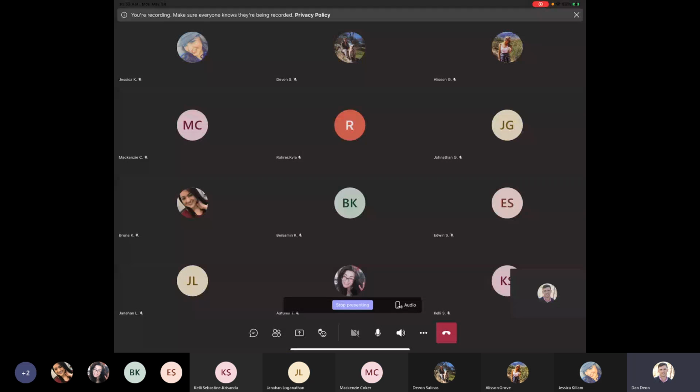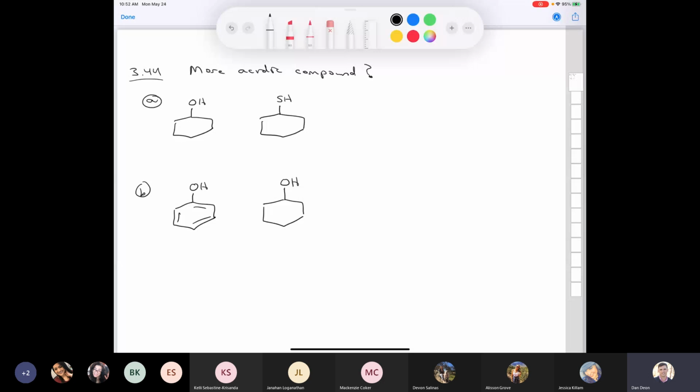And of course, tomorrow we'll take a look at some more practice. But let's get started with 3.44, which simply asks, for each pair of compounds below, identify the more acidic compound. Well, if you look at the first one, could anybody tell me which one would be the more acidic compound here? The alcohol or the thiol?